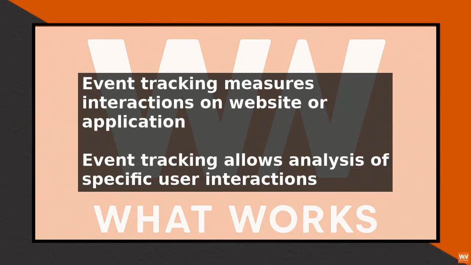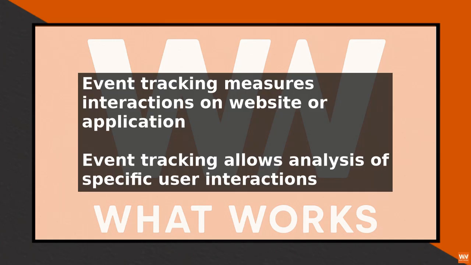To track Google Analytics event tracking, you first need to understand what event tracking is and how it works. Event tracking is a feature in Google Analytics that allows you to measure and analyze specific interactions on your website or application, such as button clicks, form submissions, or video plays.